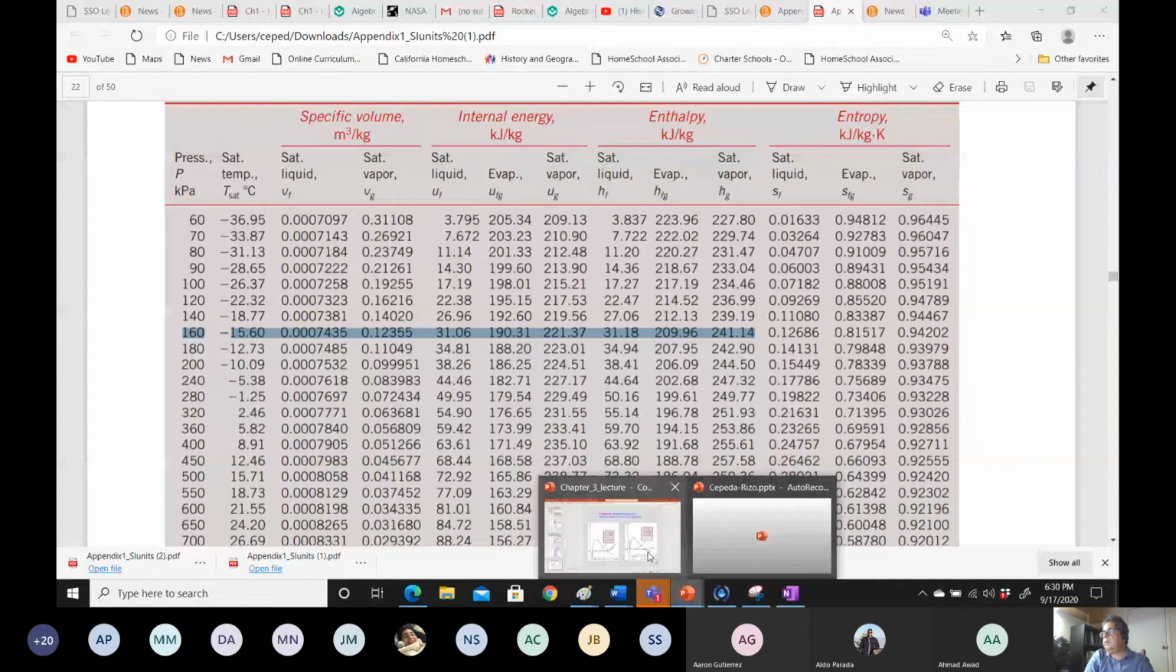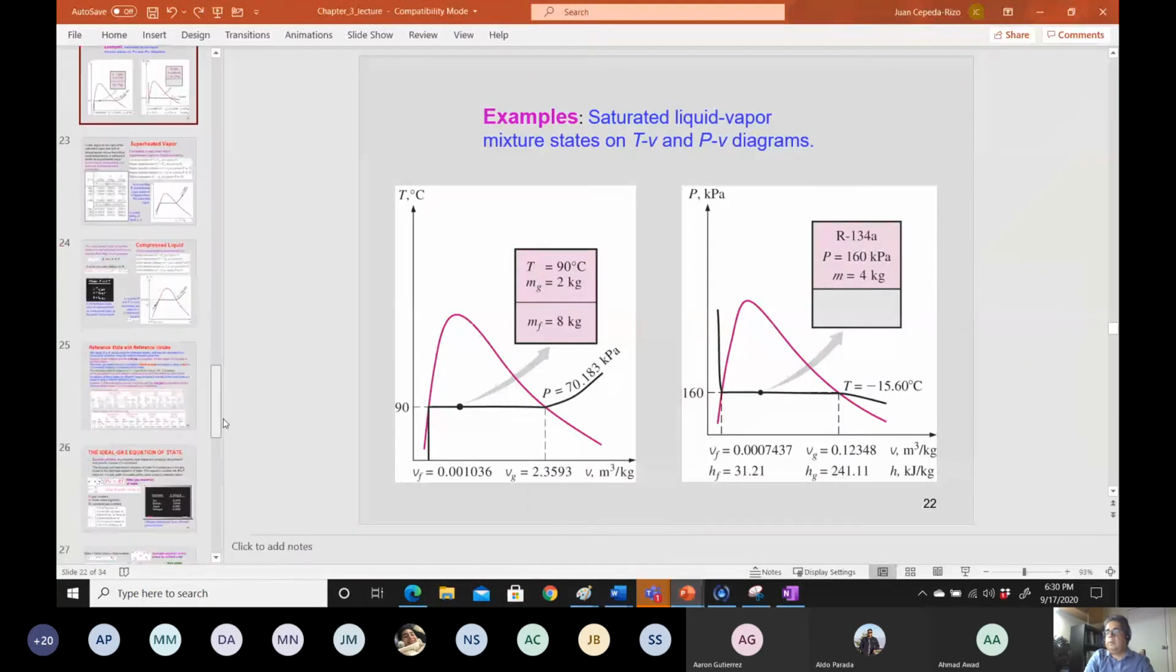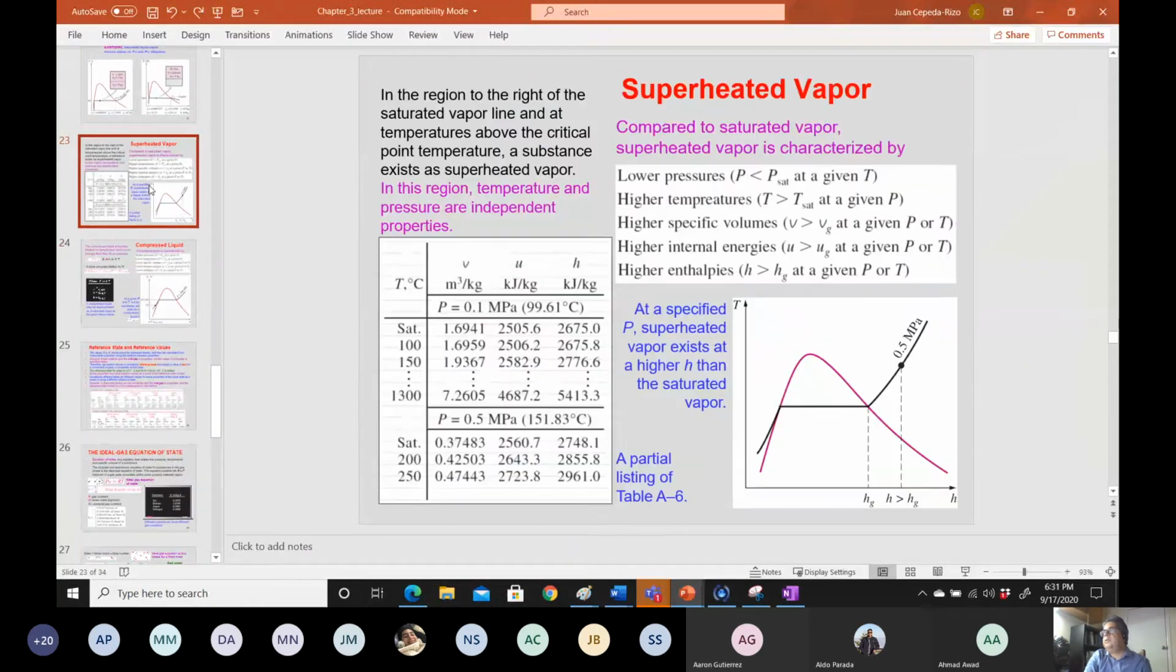All right. Oh, I didn't talk about superheated vapor. All right, so superheated vapor is the next one over. So it's the next table over.